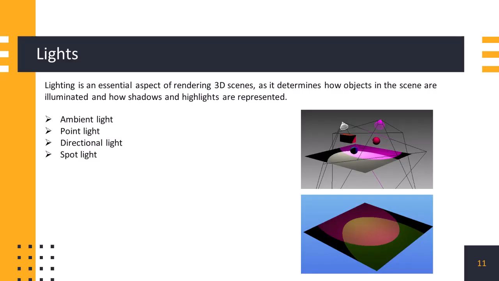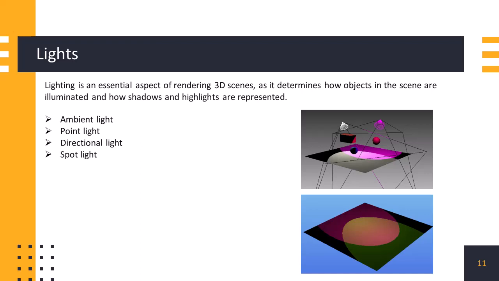Lights are crucial for illuminating the scene and enhancing the visual quality of rendered objects. Lights simulate various lighting conditions, such as ambient light, directional light, point light, and spotlights, which contribute to the overall appearance of the scene. Ambient light is a uniform background light that illuminates all objects in the scene equally.